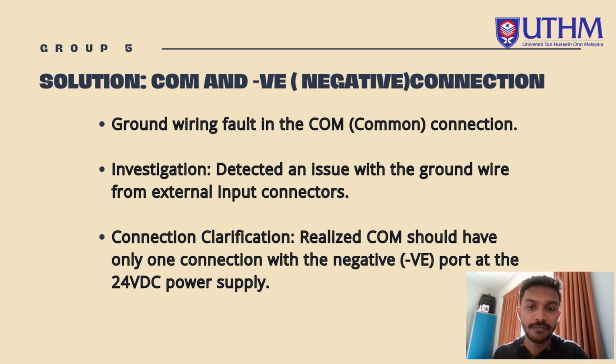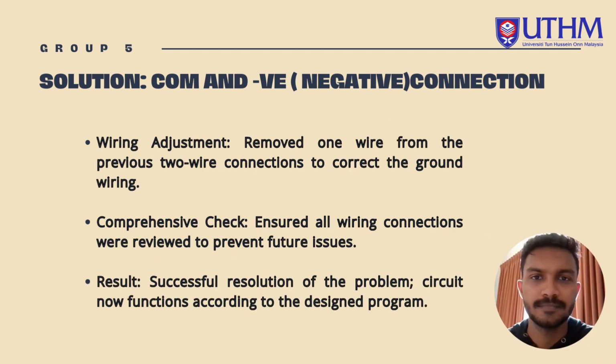So we have investigated what the problem is, and now we have the solution, so we're going to execute it. Now for this part, how we execute the solution to fix the problem. Wiring adjustment: remove one wire from the previous two-wire connection to correct the ground wiring. Next is a comprehensive check: ensure all wiring connections are reviewed to prevent future issues.